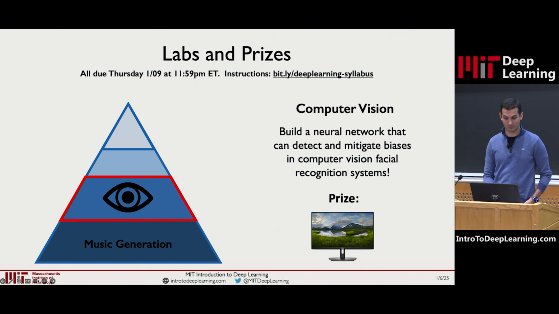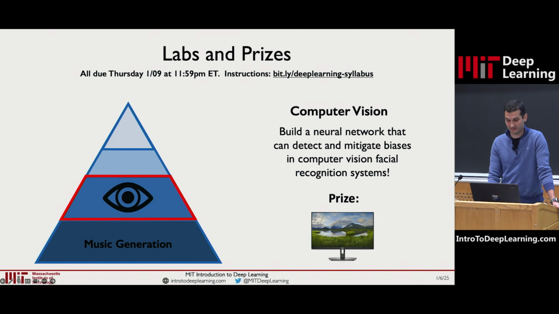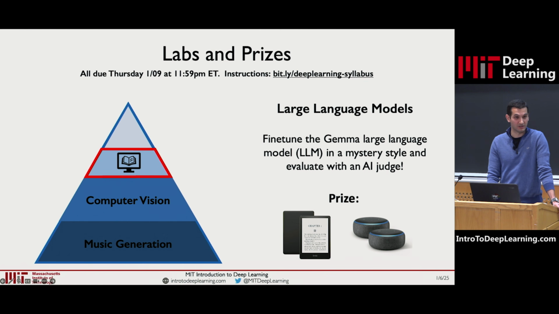And then tomorrow, we'll move on to facial detection systems. You'll get hands-on with building your own computer vision system from scratch, understanding also some automated techniques to fix imbalanced data in those systems. And then finally, Lab 3 is going to be a brand new lab, premiering this year for the first time, on large language models. In that part of the lab, you're actually going to fine-tune a 2 billion parameter large language model on compute that you'll control in a mystery style. And you'll also build an AI judge to evaluate the quality of that language model. So all three of these labs are going to be a lot of fun.